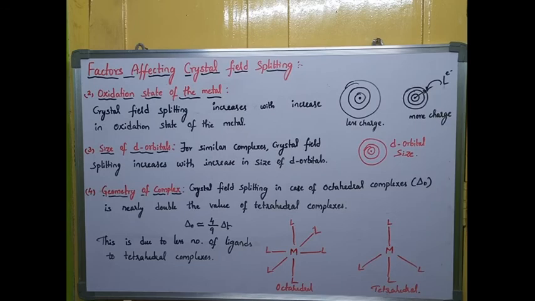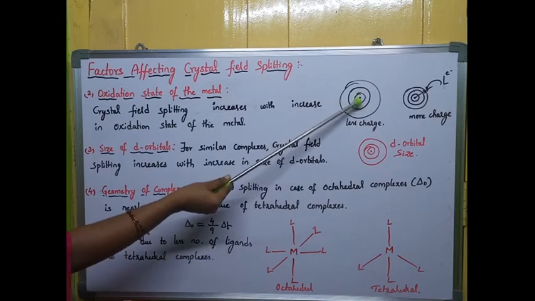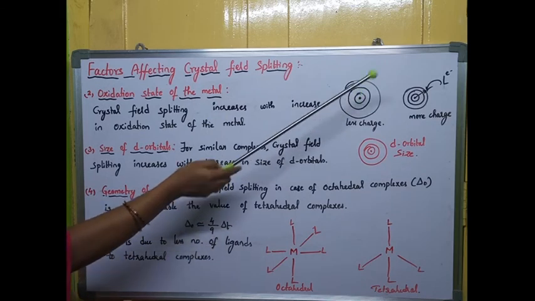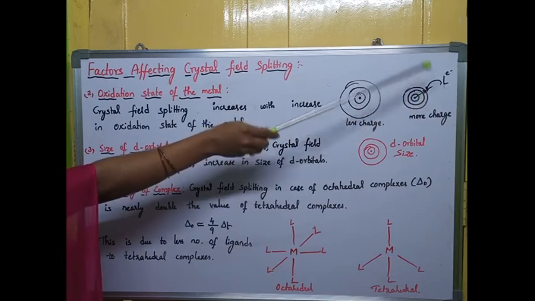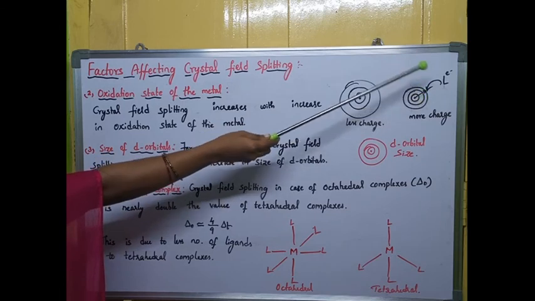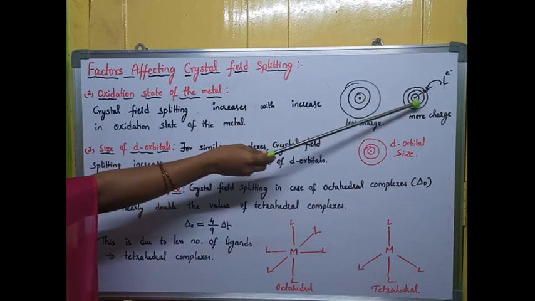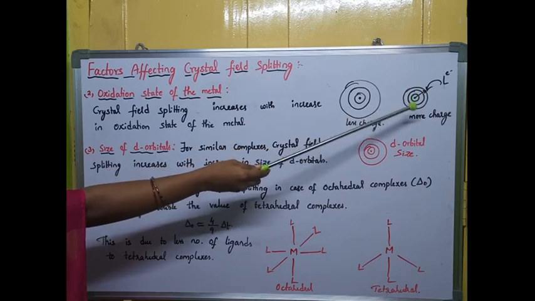Coming to the next factor, oxidation state of the metal. If the oxidation state of the metal increases, crystal field splitting also increases. This is mainly because of the charge. When there is less charge, it won't attract electrons easily. But when there is more charge, it is ready to attract the valence electrons and ligand electrons also. When it attracts the ligand electrons easily, the ligand electrons come and cause repulsions, which leads to the splitting in the valence orbitals. So more charge causes more splitting.